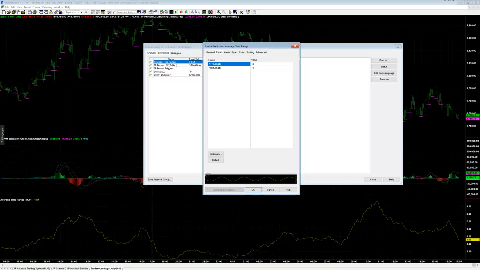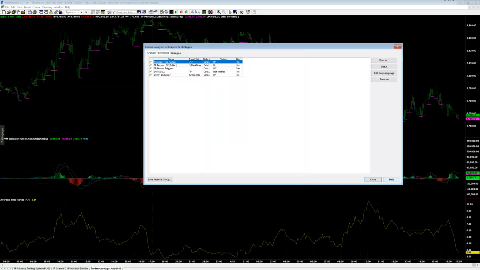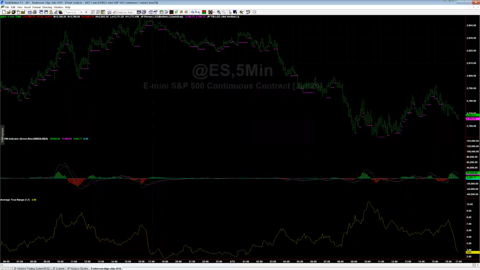So you go over to input and you can change this. If you want to go half that time period, you can go 7 periods. I think 7 is pretty close to the middle of 5 and 10. So we'd hit okay and close.